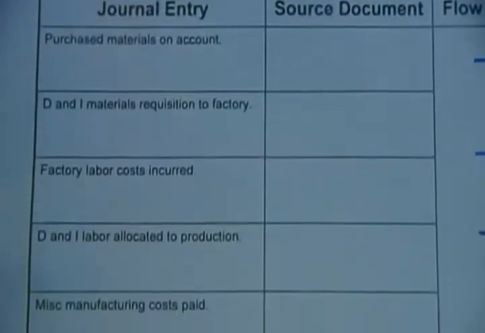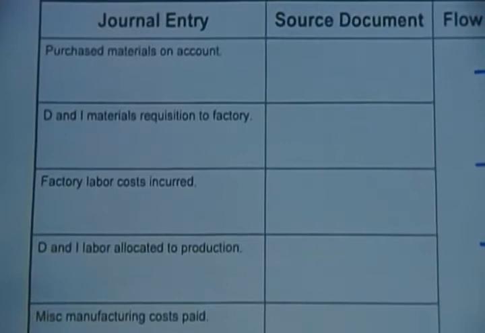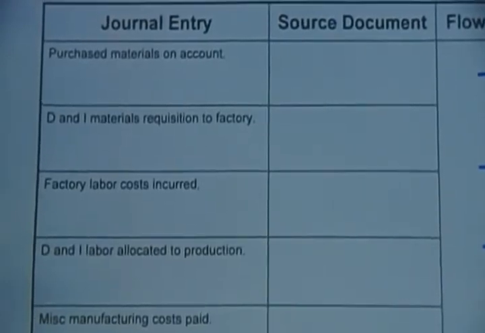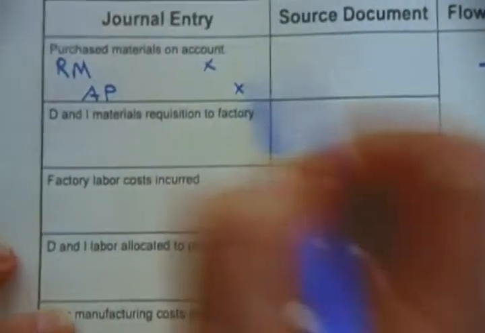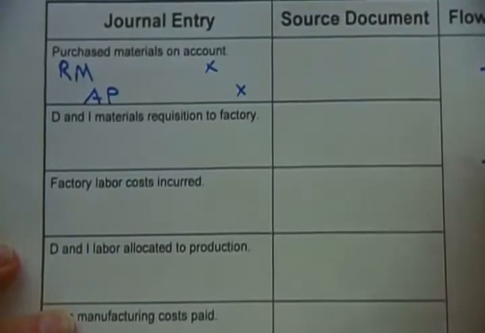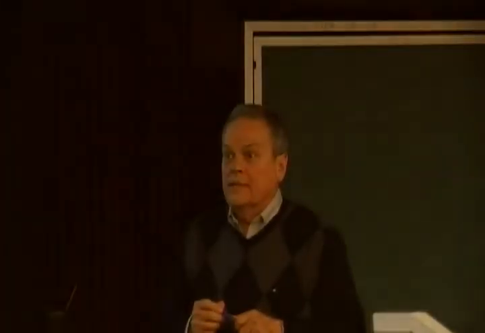I bet lots of people in this room could do that. I just need one. Please, Brandy. Debit raw materials, credit accounts payable. Debit raw materials and credit accounts payable for some amount that we paid. This is how we acquire goods. Somebody else owns them. We want to have it in our manufacturing plant.